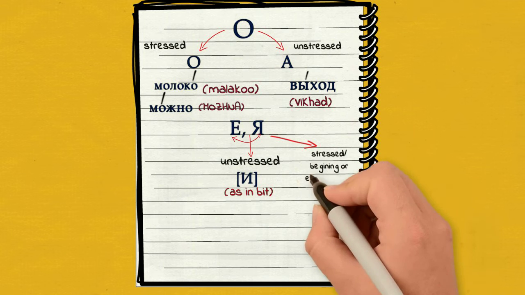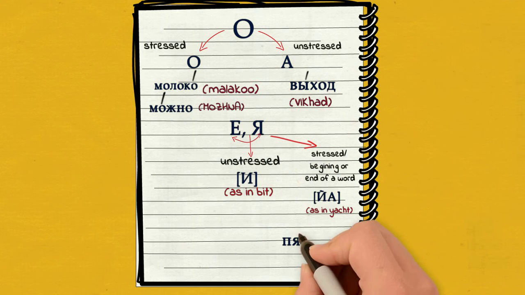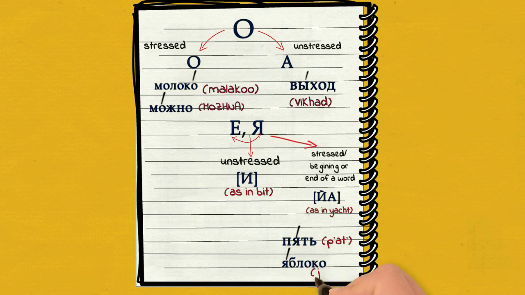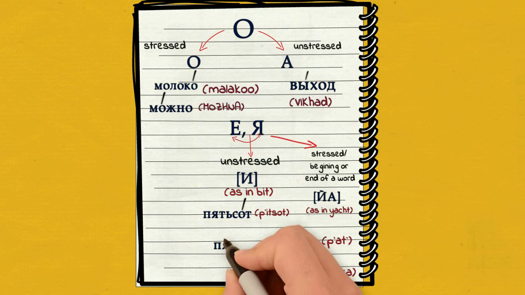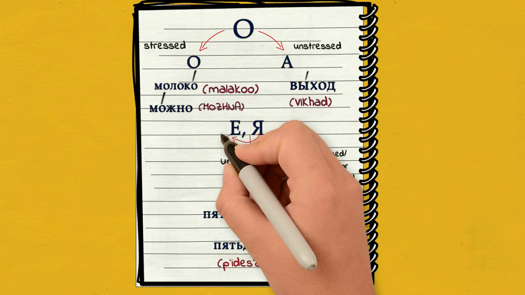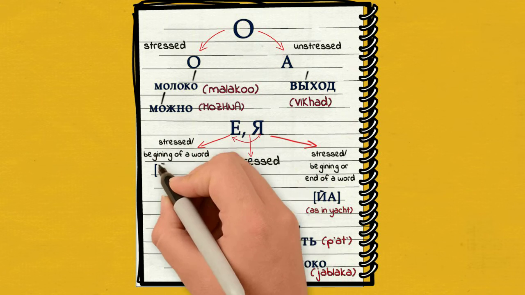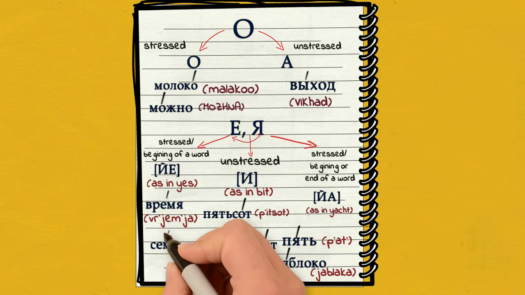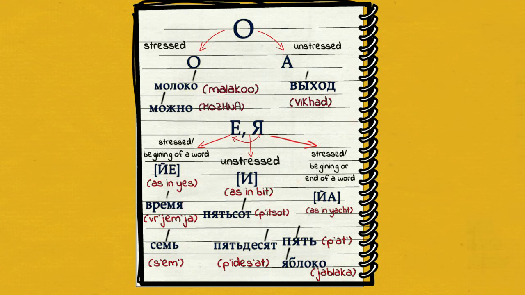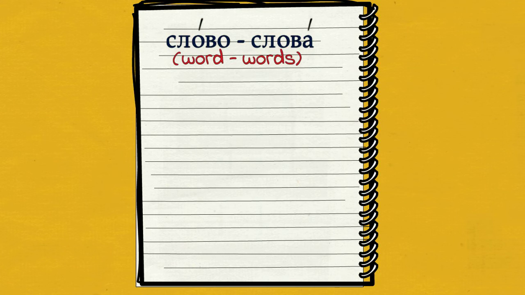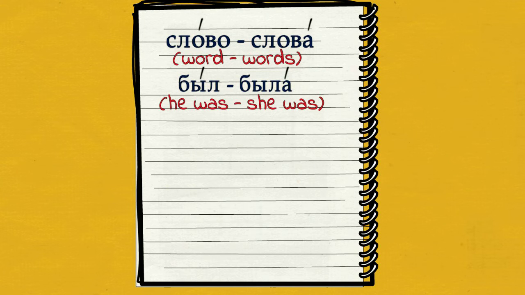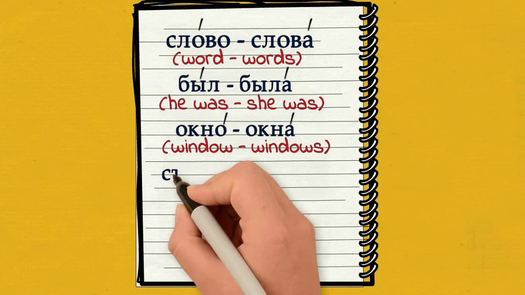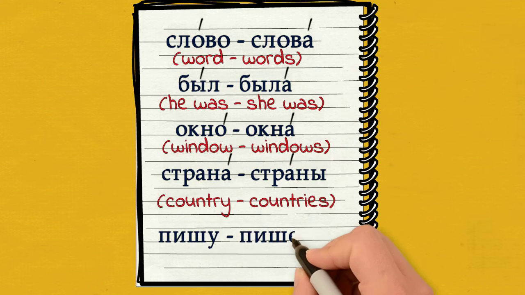If ya is stressed or placed in the beginning of a word, we pronounce it as ya, пять, яблоко. But when it is unstressed, it sounds like I, 500, 50. If ye is stressed, it sounds like ye, like in the alphabet. Время, 7. Stress may vary between different grammatical forms of the same word and between words derived from the same root. For example, слово, слова, был, была, окно, окна, страна, страны, пишу, пишешь.